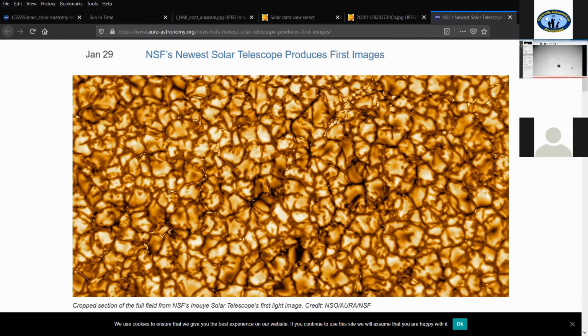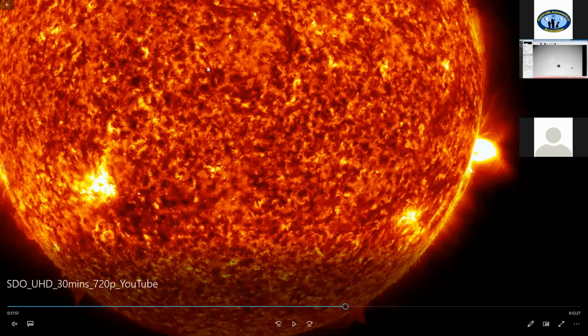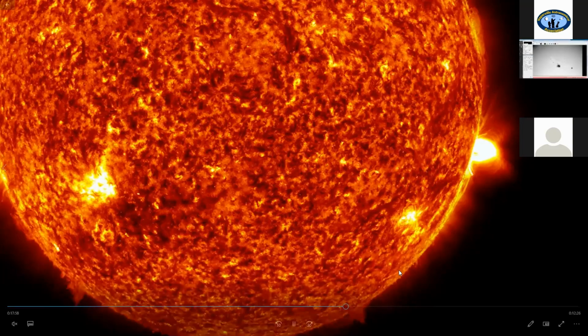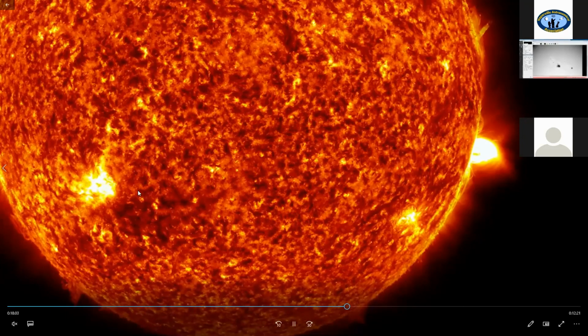I want to go last up to this screen. And this is just to show you that activity on the sun. This is from the SDO, the satellite that I was showing you the page of, but this is a time lapse of the activity going on in the sun.